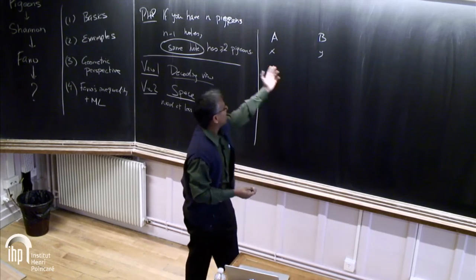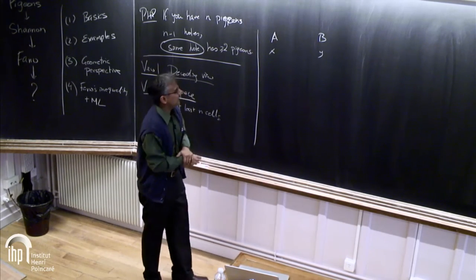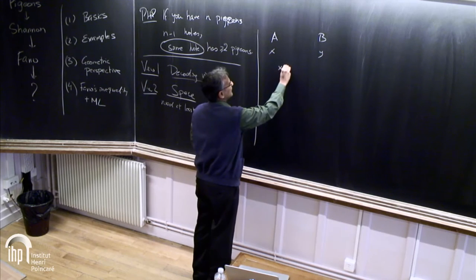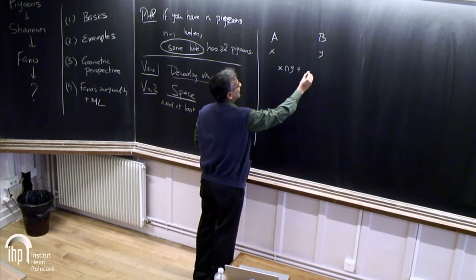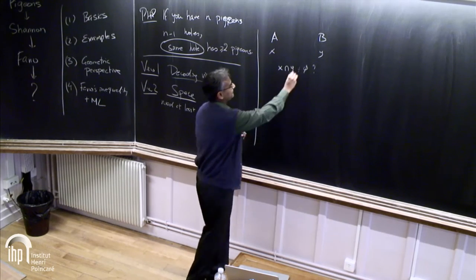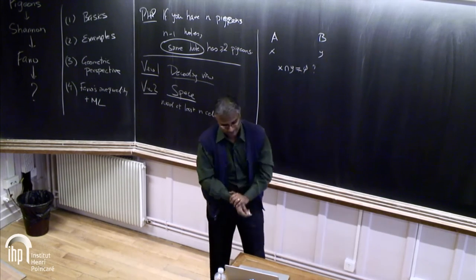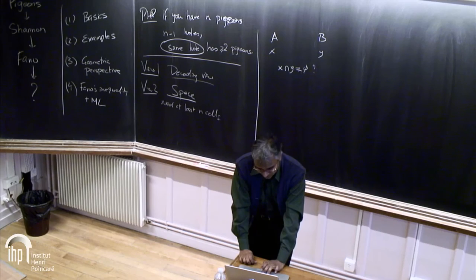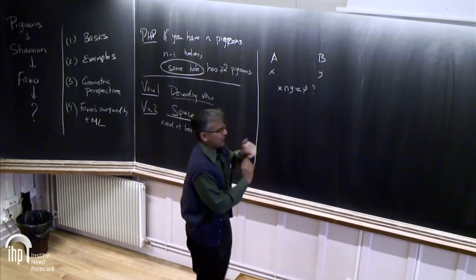Each n-bit string is representing some subset of 1 through n, and the question is, is X intersection Y empty or not? And of course, there's a lot of technology in this.